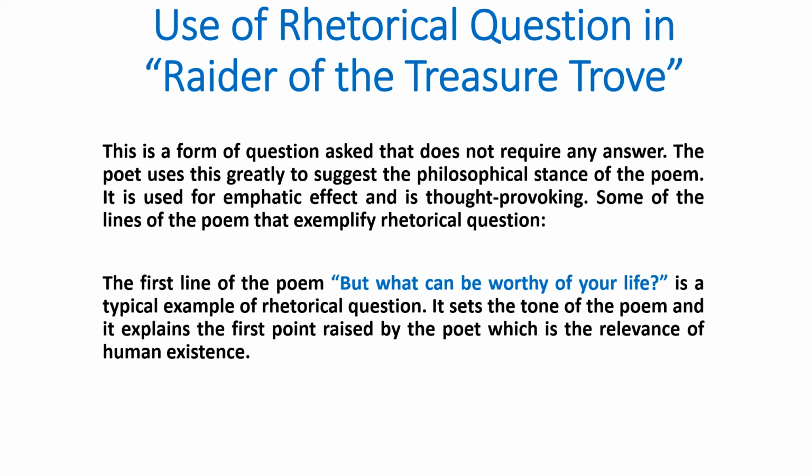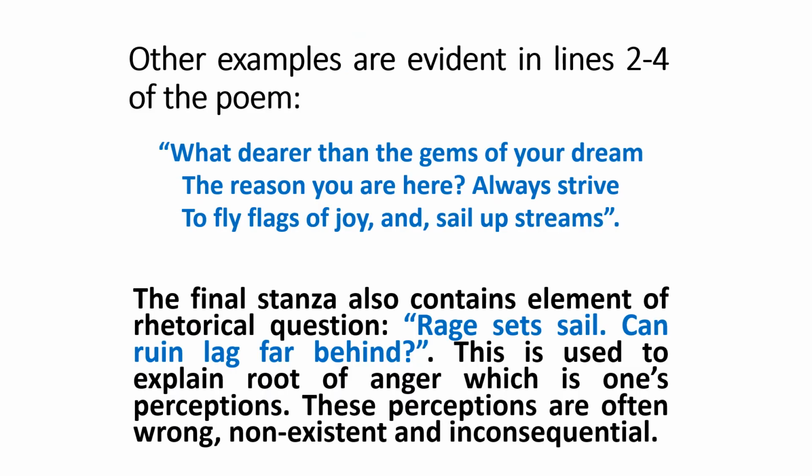Now, I have mentioned that about two or three times now, where the poet says that the purpose of your existence is to be a wellspring of joy unto others, to ensure others' happiness whenever you have the opportunity of doing so. So the first line is a typical example of rhetorical question. Note that somewhere. But what can be worthy of your life? Remember that the poet speaker asks the question further. Other examples are evident in lines 2 to 4 of the poem.